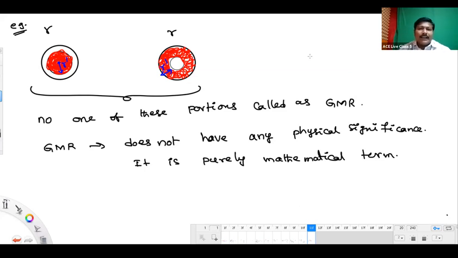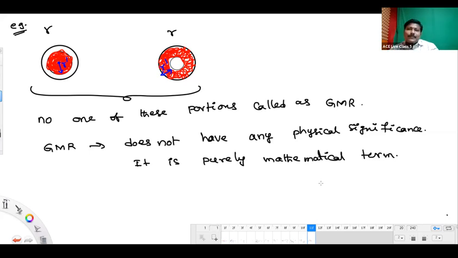Very simple, Sangeeta. GMR is a term which is coming only in the mathematical derivation. There is no technical significance for that, so I can't show the GMR exactly in the conductor, which portion. Right? Fine.